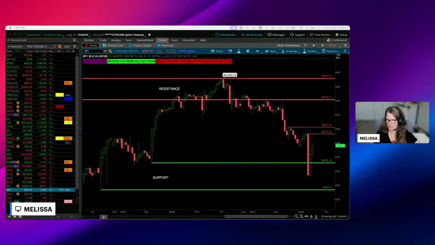Number one mistake is drawing too many levels. A cluttered chart makes it impossible to trade with clarity. So you want to focus on the most obvious and most respected levels. The number two mistake is chasing breakouts without confirmation. Breakouts fail all the time, so you need proof before committing.